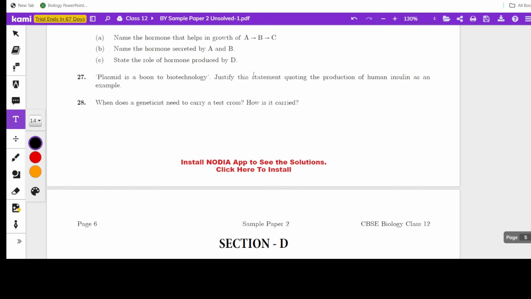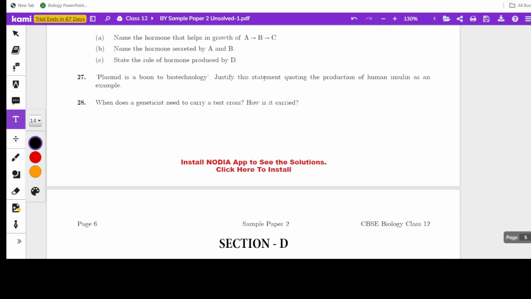Plasmid is a boon to biotechnology. Justify this statement, quoting the production of human insulin as an example. So how do you have to explain this? You have to explain the human insulin part, saying that without the discovery of plasmid, this could not have happened, right?